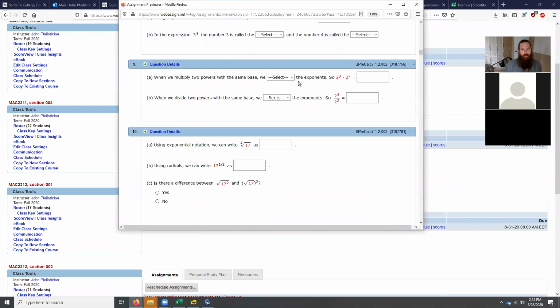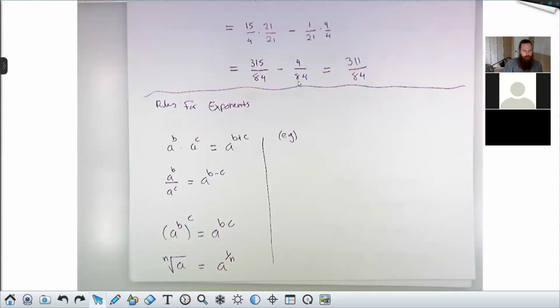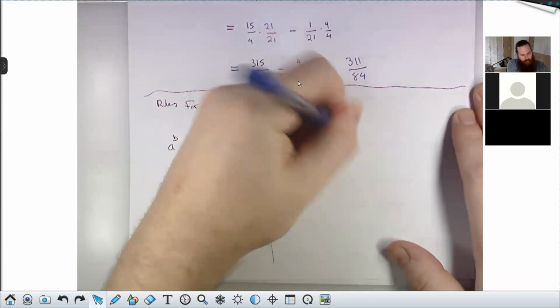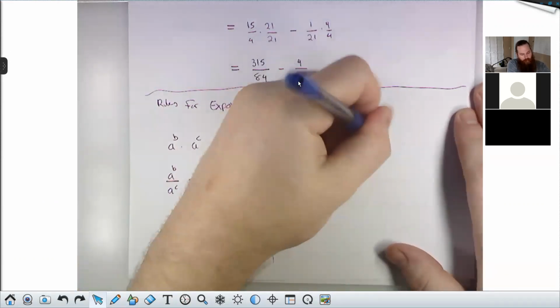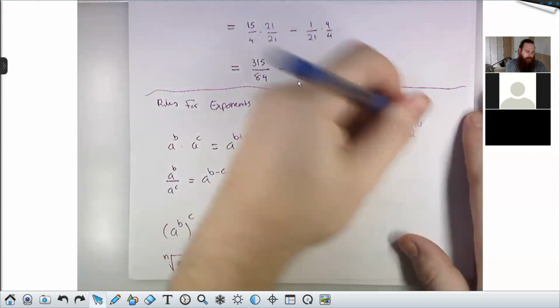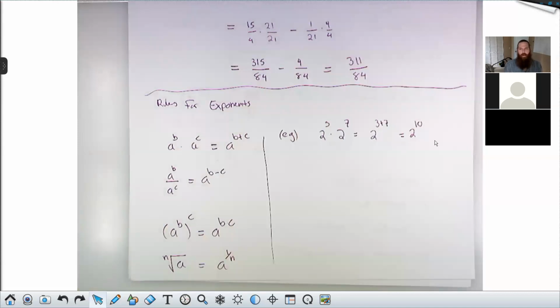Yeah, so like 2 to the 3 times 2 to the 7, that should be 2 to the 3 plus 7, which is 2 to the 10. And it's way nicer to write it like this than it is to figure out what each of these are and then multiply them out the long way. That would take forever. Much nicer to just think of it, oh, it's 2 to the 10.